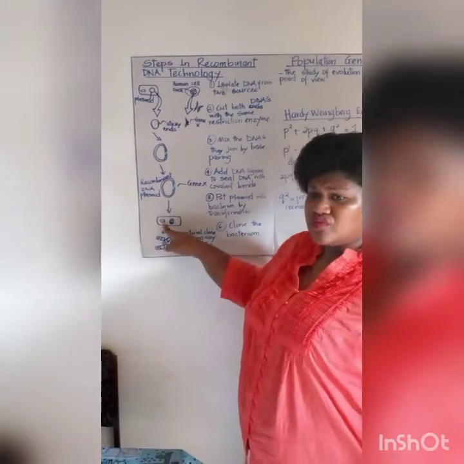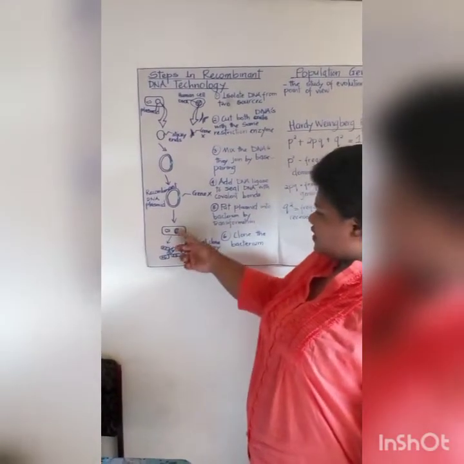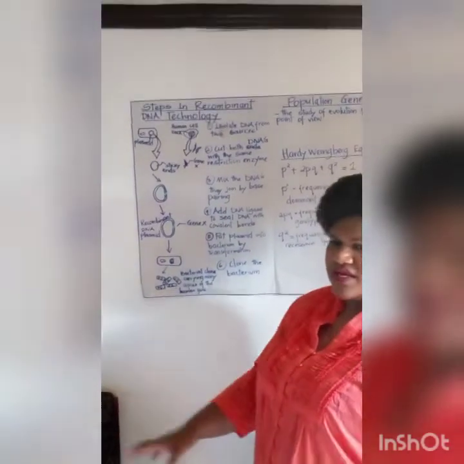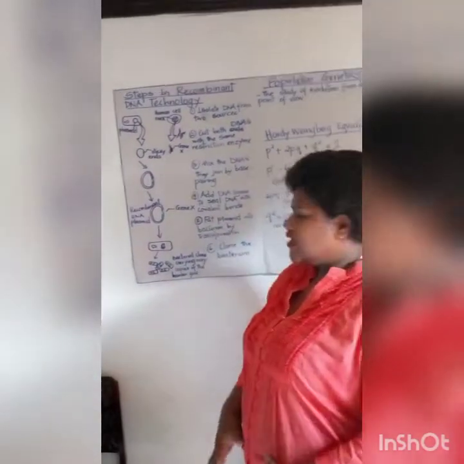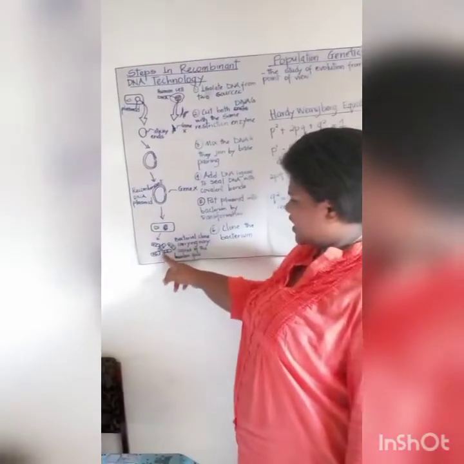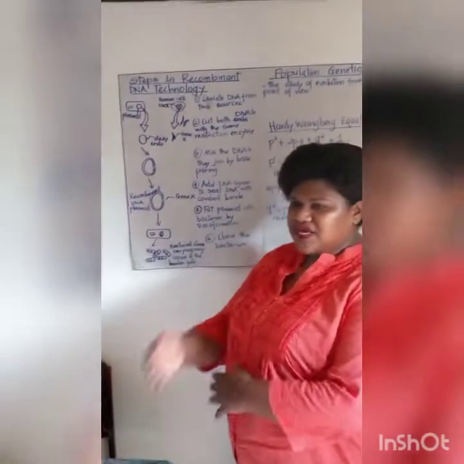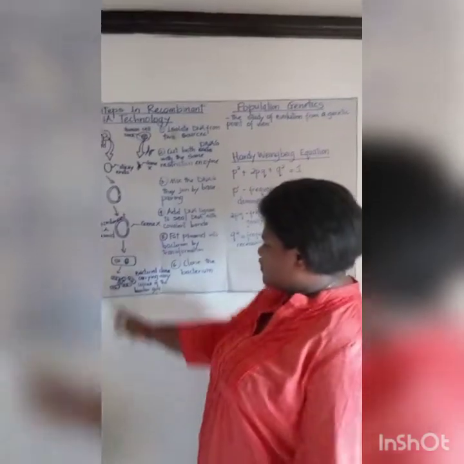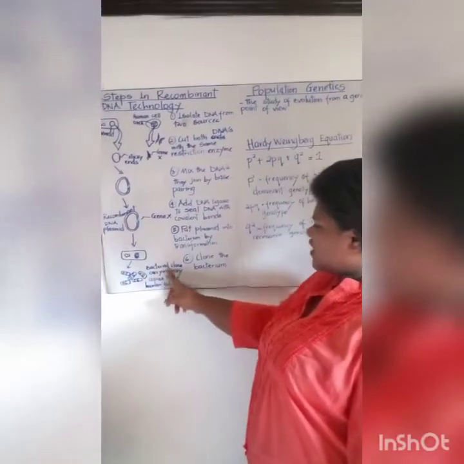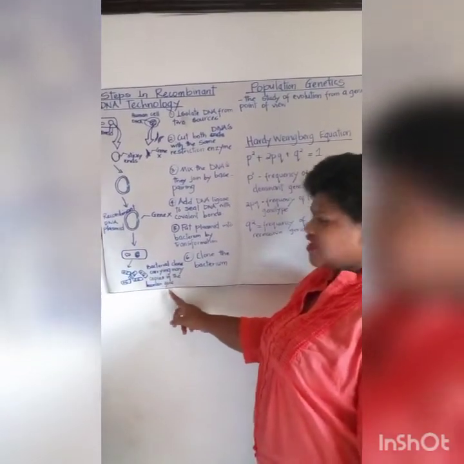It acts as a host. Then after that it multiplies. It produces many plasmids in the bacterial cell. It multiplies, it reproduces to form many cells. The bacterial clone carries many copies of the human gene.